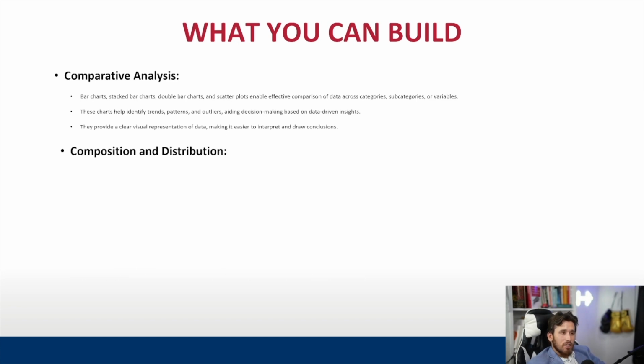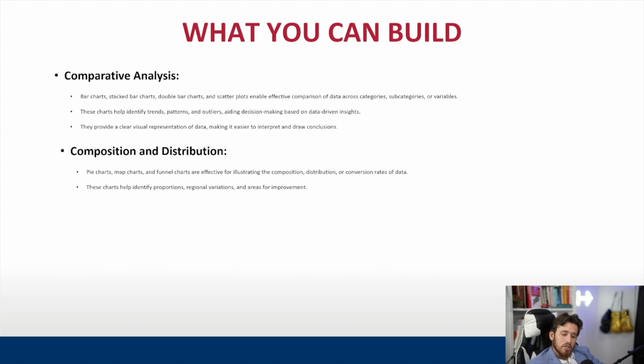Next is going to be composition and distribution. These include pie charts, map charts, funnel charts, and other alike charts that allow you to compare data and different types of compositions and the distribution of data out of a whole, for example, or out of different areas. It allows you to visualize data effectively in this sense. These charts help identify proportions, the different variations in terms of region or not, and also potentially where the data is going. And they also provide visual insights for different categories, as the ones listed and more.